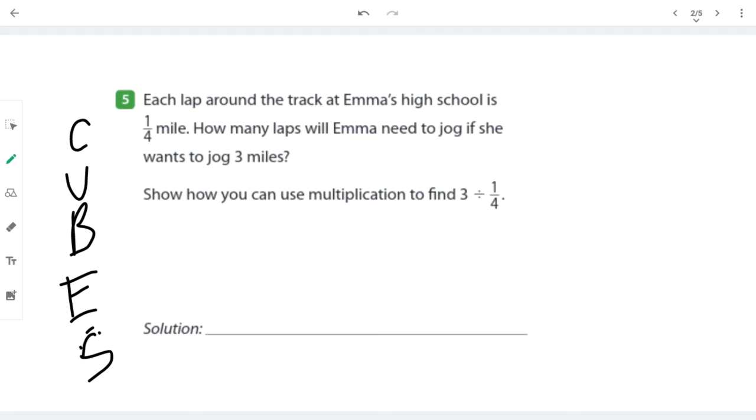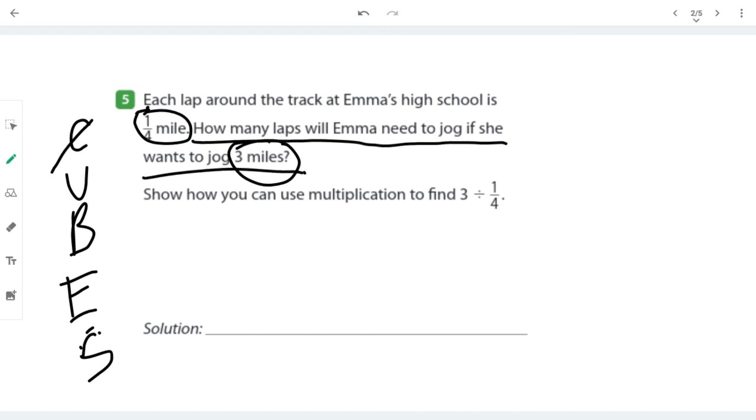Alright, so each lap of the track is 1/4 of a mile, and she wants to jog 3 miles. How many laps will Emma need to jog if she wants to jog 3 miles? Box the math action words. Each is a math action word. And our equation, they kind of already gave it to you.